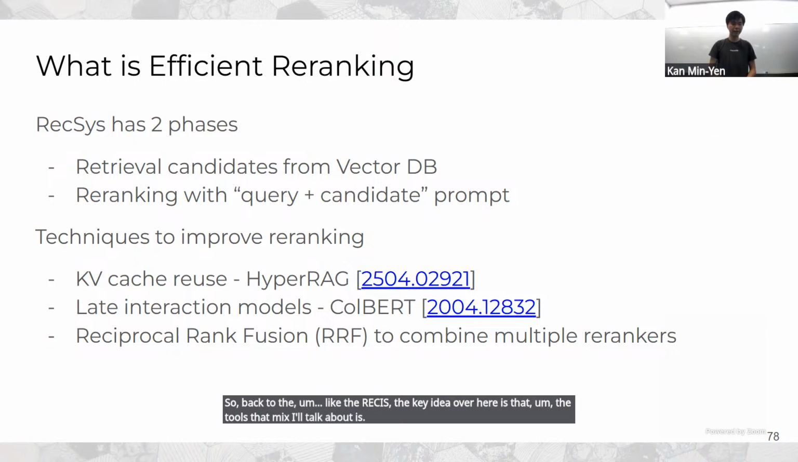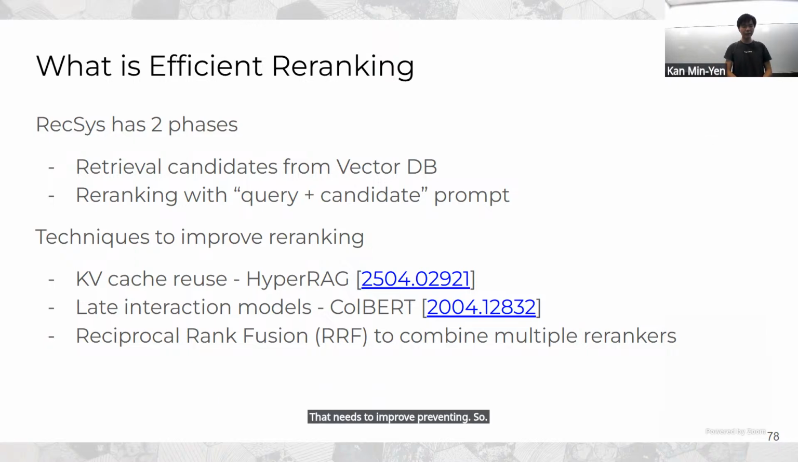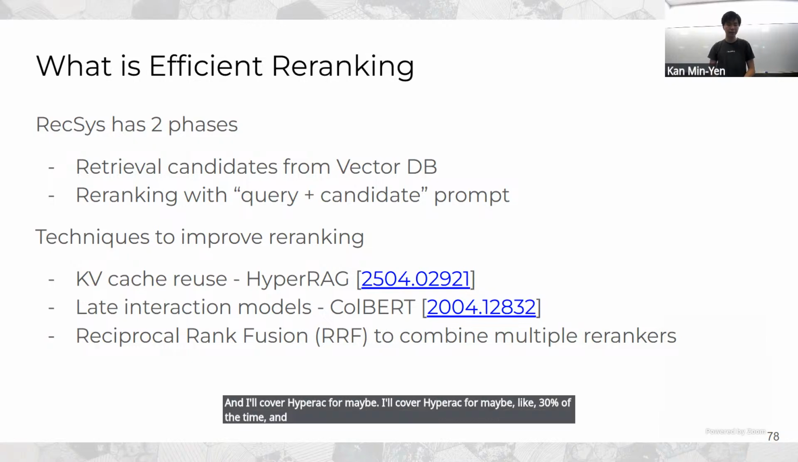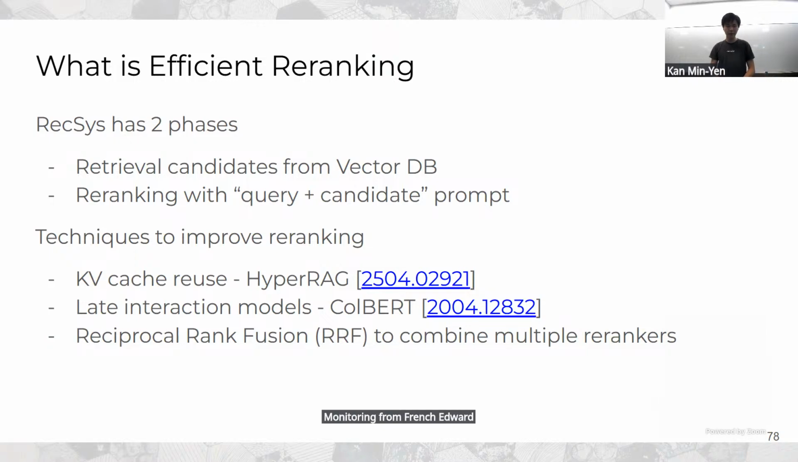So back to RecSys, the key idea is that the 2 techniques I'll talk about are techniques to improve re-ranking. The first paper is HyperRec, and I'll cover HyperRec for maybe 30% of the time, and I'll talk more about ColBERT, because my understanding from friends and what I hear online is that ColBERT is actually closer to the state of the art for retrieval.